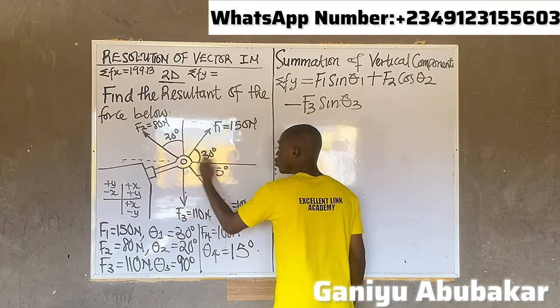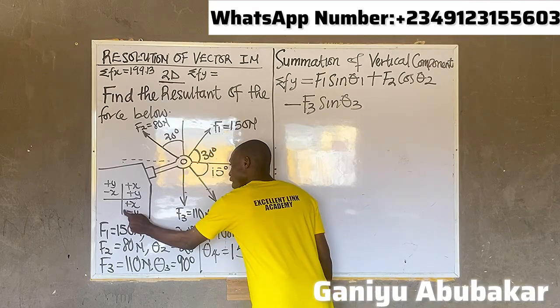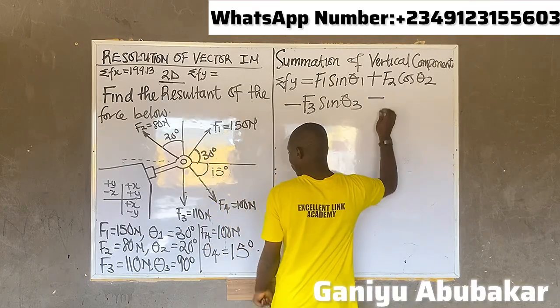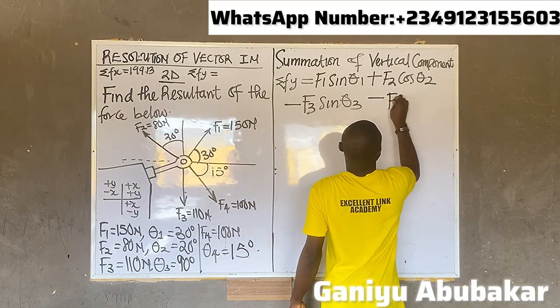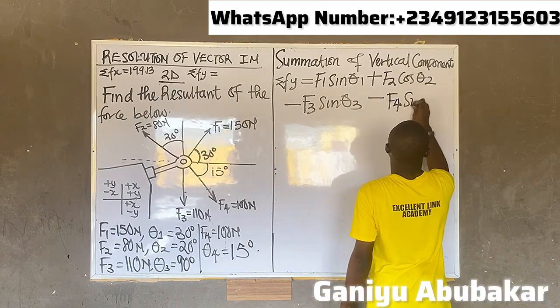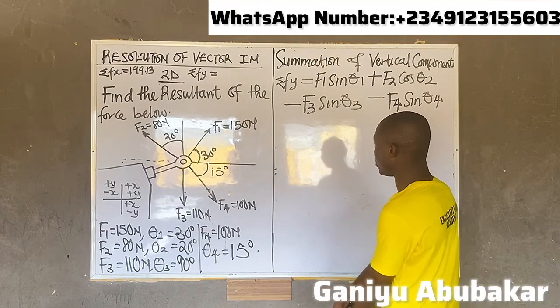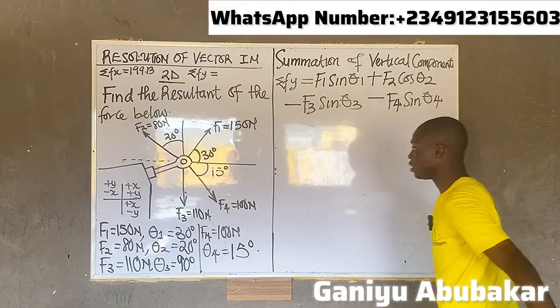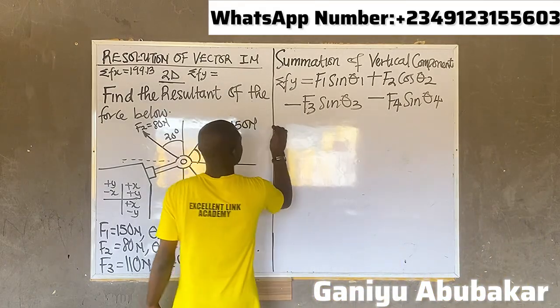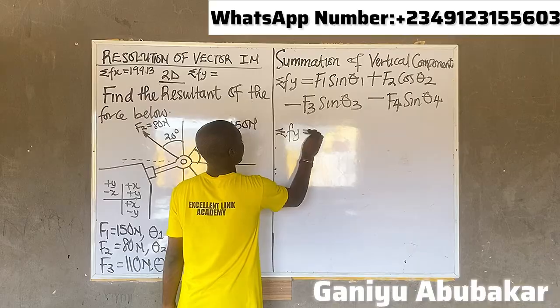This same one is still on that fourth quadrant. Why is it negative? Y is negative. What? f4, of course sine theta 4. Done and dusted. Let's put in value until we get. From here, summation fy gives about.